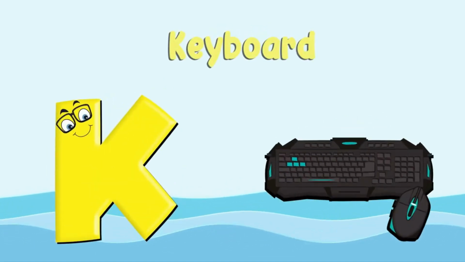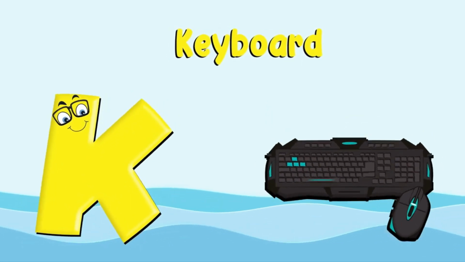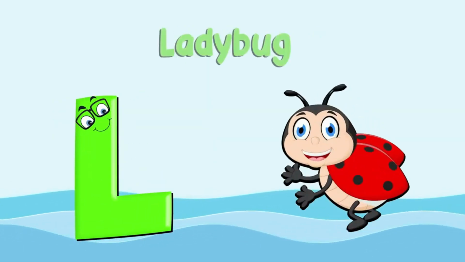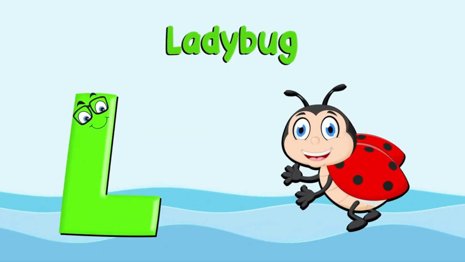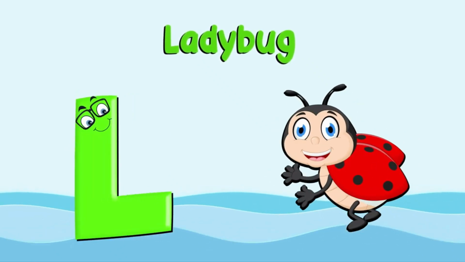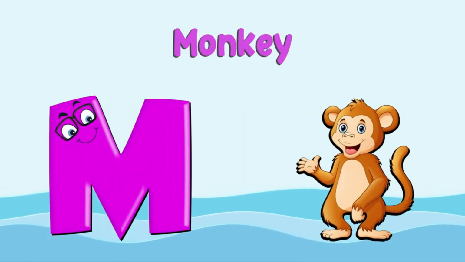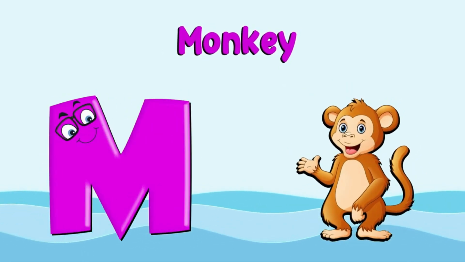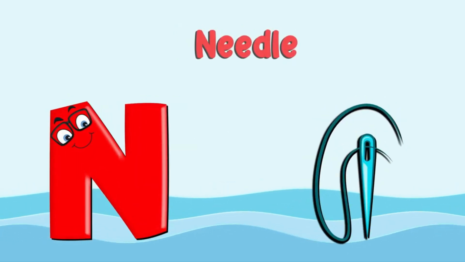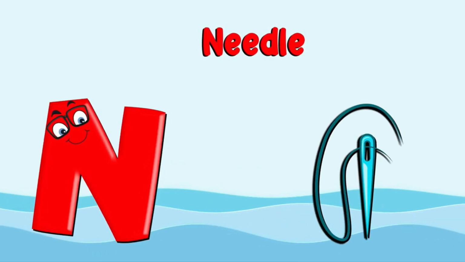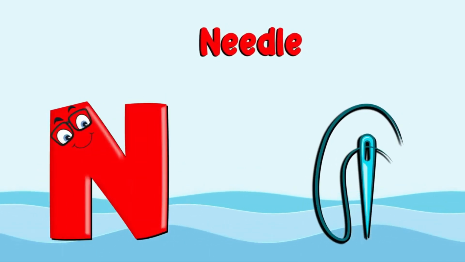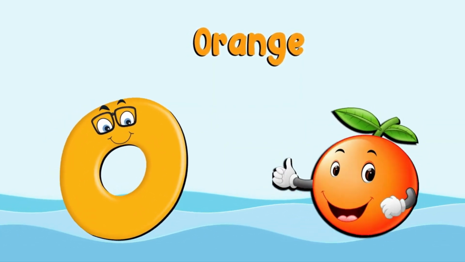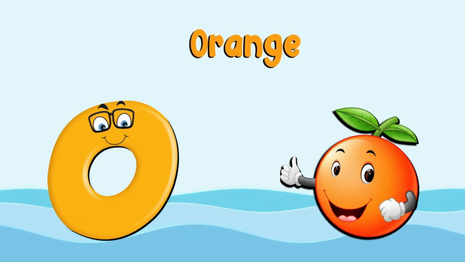K is for keyboard. K. Keyboard. K. Keyboard. L is for ladybug. L. Ladybug. L. Ladybug. M is for monkey. M. Monkey. M. Monkey. N is for needle. N. Needle. N. Needle. O is for orange. O. Orange. O. Orange.